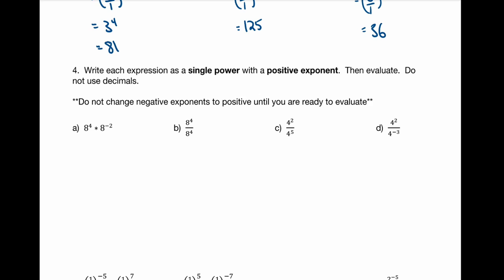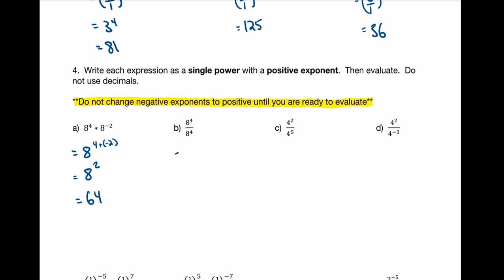One thing we want to keep in mind, we do not want to change negative exponents to positive until we are ready to evaluate. So we need to get it to a single power first, and then we worry about changing it to a positive exponent. So for example, with the first one, 8 to the power of 4 times 8 to the power of negative 2. With our power rules, we keep the base the same, and we add the exponents. So 4 plus negative 2, this becomes 8 to the power of 2. This I can evaluate. 8 times 8 is 64.